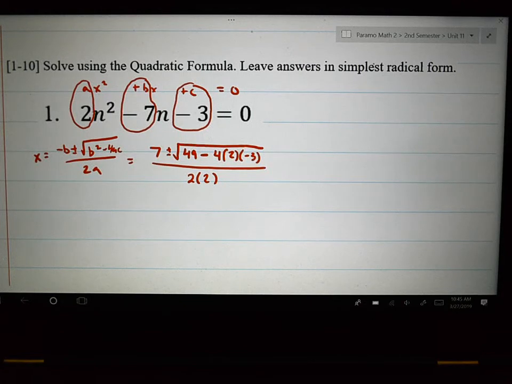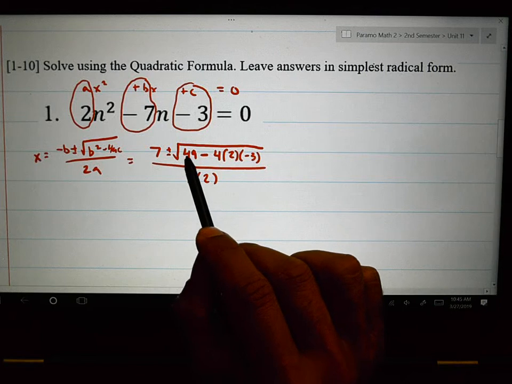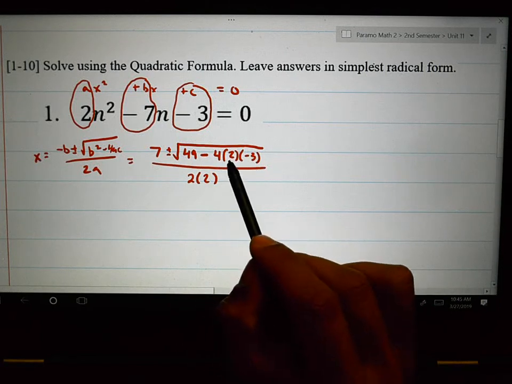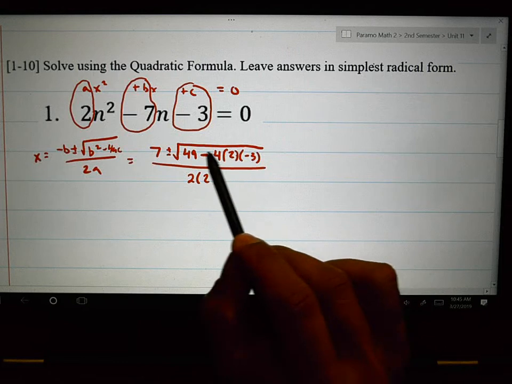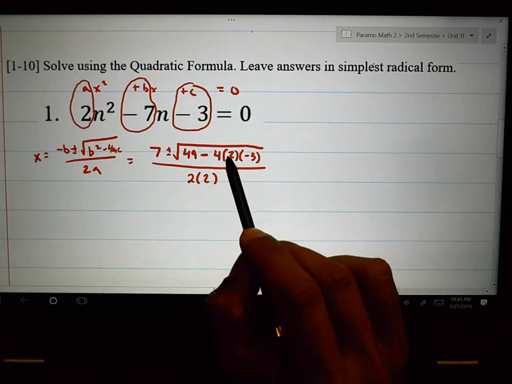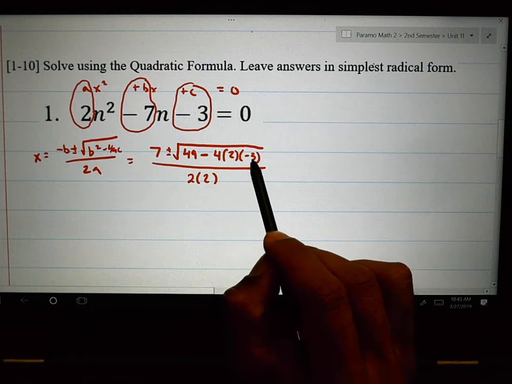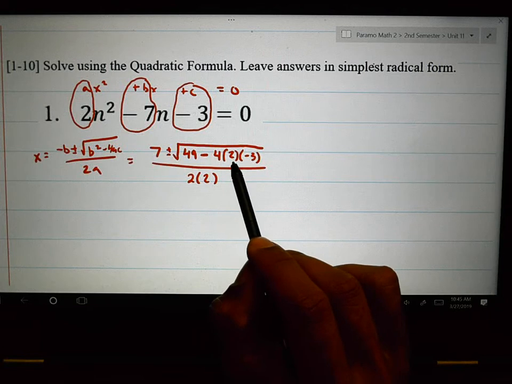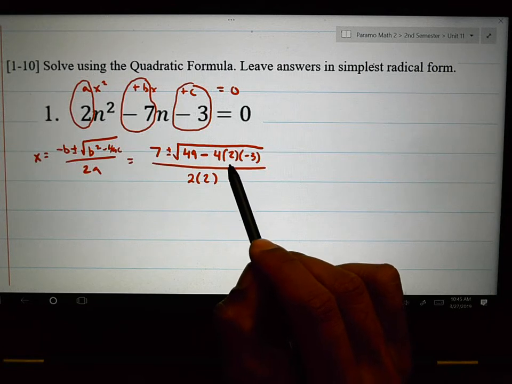Now I usually use a calculator to figure out 49 minus 4 times 2 times negative 3. But I warn you, if you do this by hand, make sure you multiply before you do the subtraction part. So 4 times 2 is 8. 8 times negative 3 is negative 24. And you're subtracting the negative 24, which means you're adding.